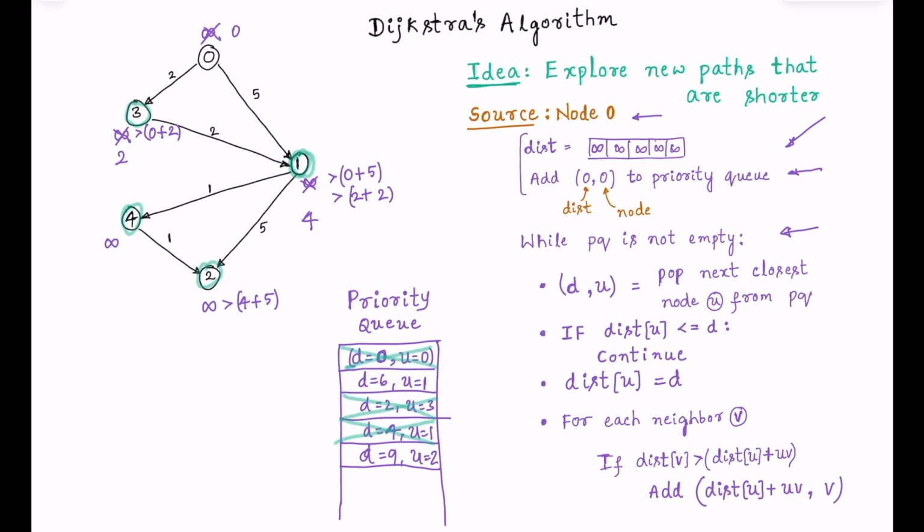We repeat the same for node 4, where the distance to node 4 is greater than distance to node 1, which is 4, plus cost of the edge (1, 4), which is 1. So we add node 4 to priority queue at distance 5.